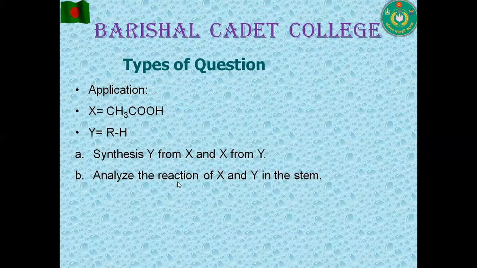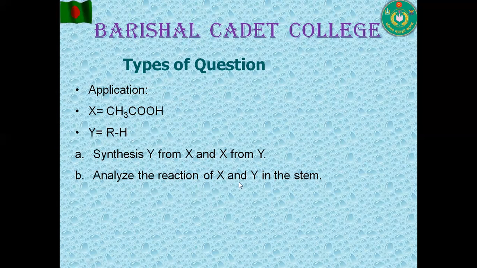Third type of question, application-based synthesis. Y from X. What is X? Carboxylic acid. What is Y? Alkane. Y from X is the decarboxylation reaction, which occurs in the presence of sodium hydroxide and calcium oxide. X from Y is the oxidation reaction. At first, alkane reacts with chlorine in the presence of sunlight to form alkyl chloride, which reacts with aqueous hydroxide to form alcohol, and then oxidation forms X.